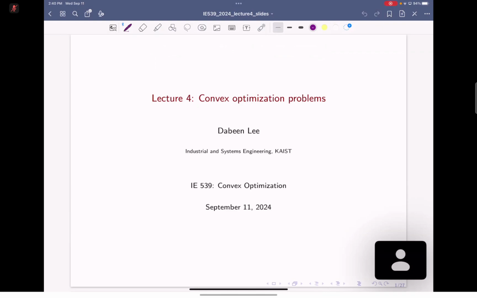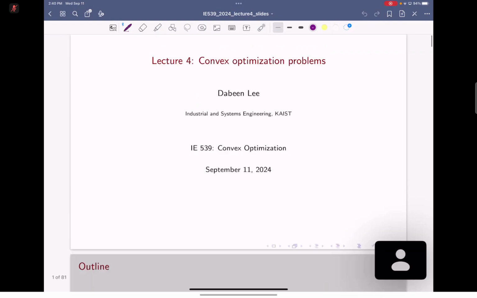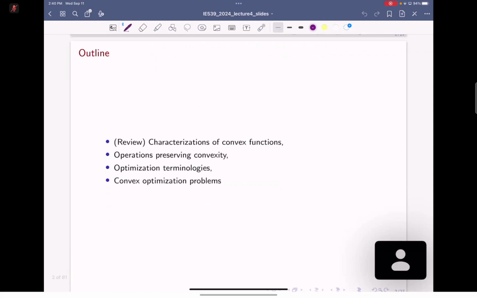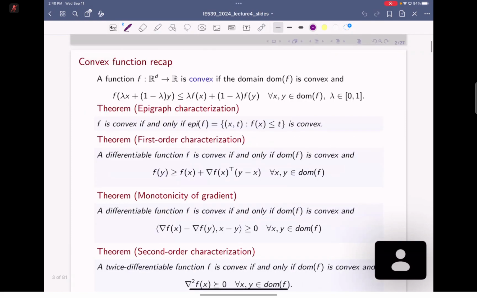Okay. Great. So as I promised last Monday, I'm going to go through the operations that preserve convexity again, and then we're going to talk about optimization terminologies, and I'll show you some important examples just to give you a flavor of what convex optimization is about. Okay. So last time we defined convex functions.